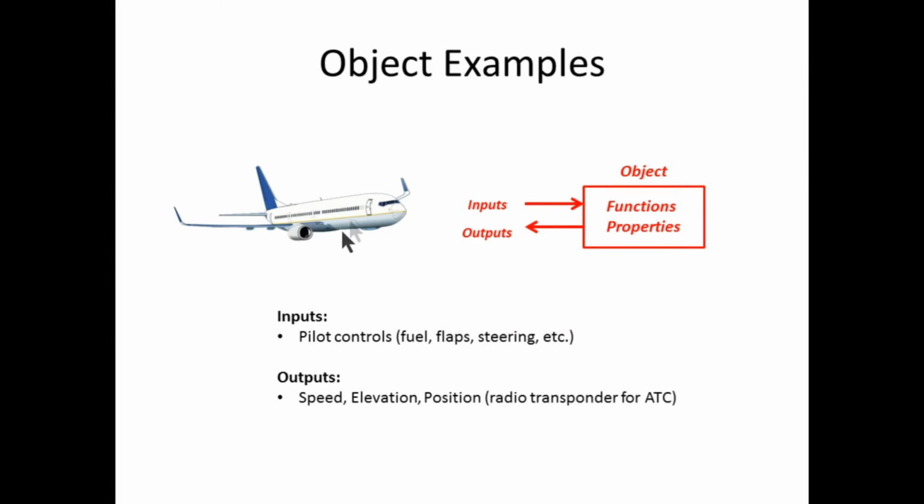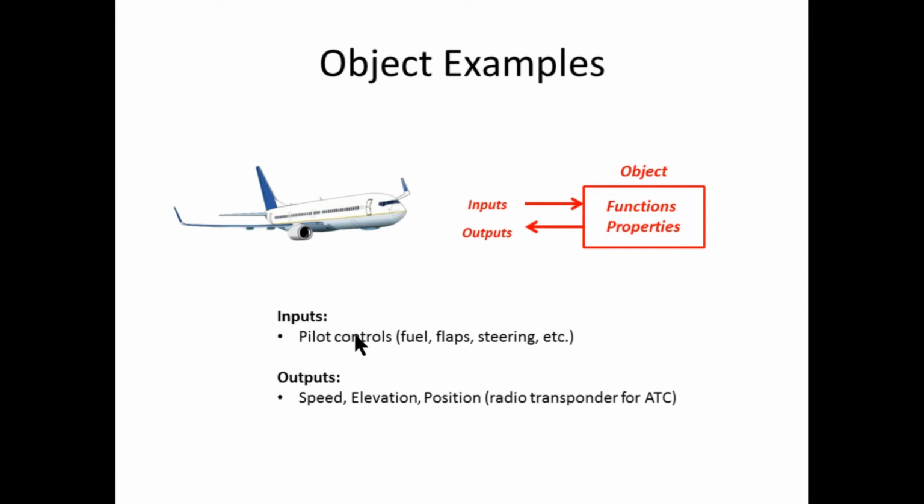Now let's take another example. We've got a passenger airliner. It also drives you places, and it has a function of driving. It has properties that are different from, of course, an 18-wheeler or a motorcycle, but it also has inputs, and in this case, it has outputs. So we'll take a look at some of the inputs and outputs.